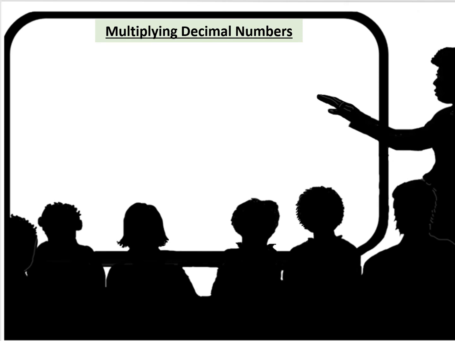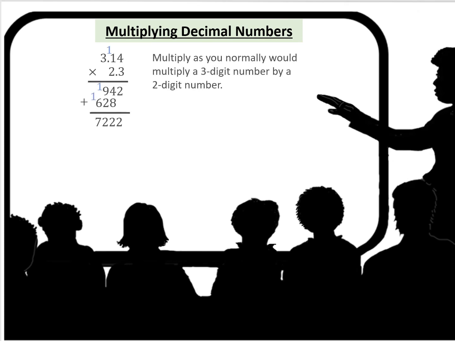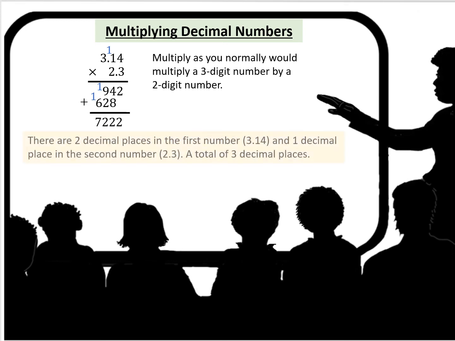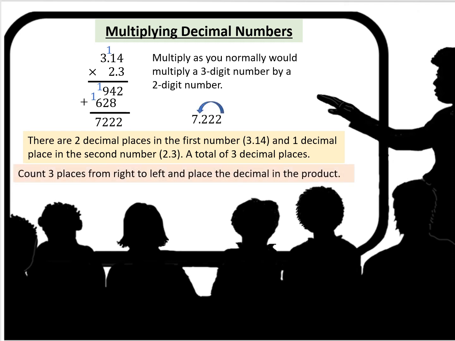When multiplying decimal numbers, once again, you're going to take your problem and you're going to write it vertically as you see here. Now you're going to multiply as you normally would and multiply a 3-digit number by a 2-digit number in this case, as if the decimal weren't even there.